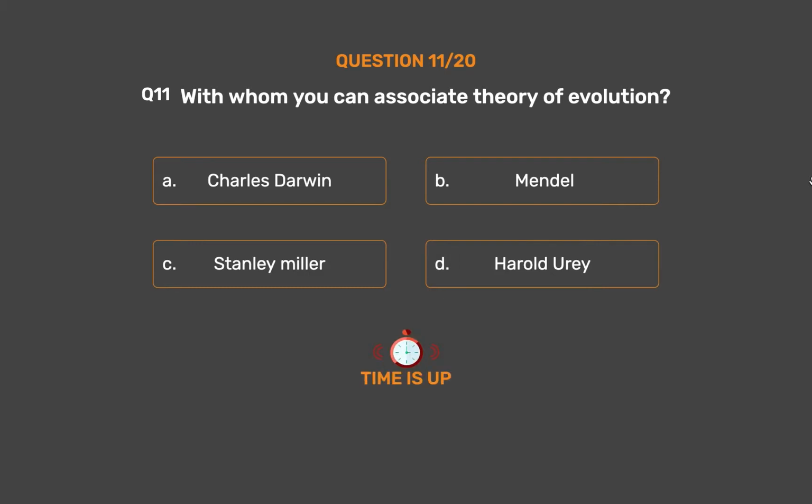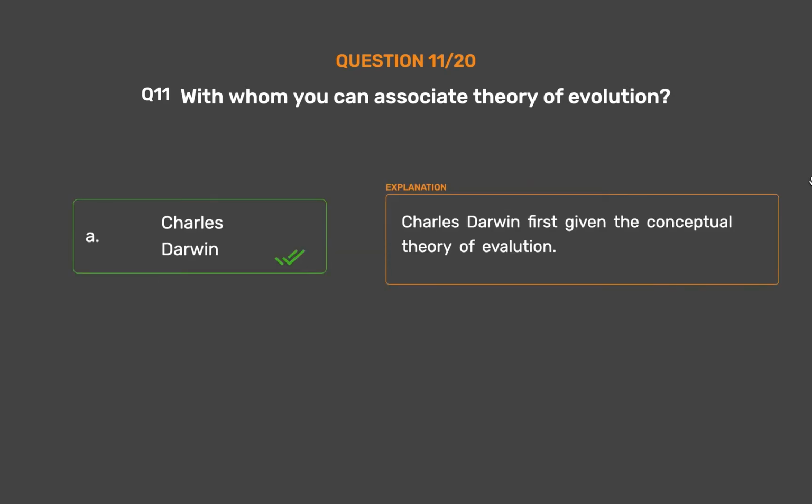The correct answer is option A. Charles Darwin. Charles Darwin first gave the conceptual theory of evolution.